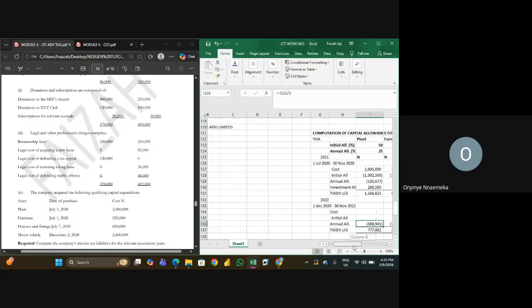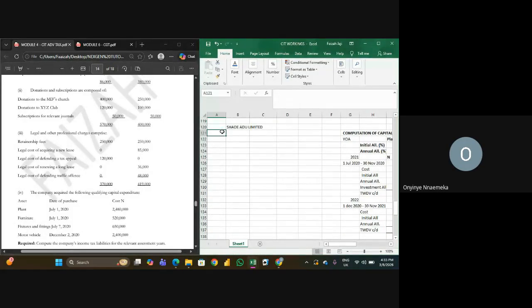All right, I think that's it for the capital allowance. Now let's compute the tax liability. Computation of tax liability.